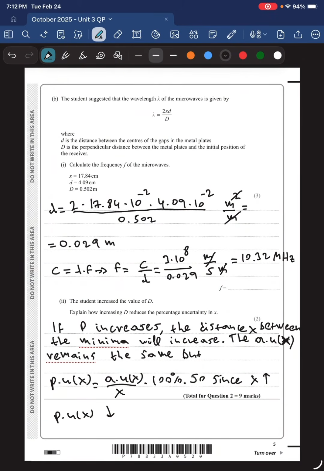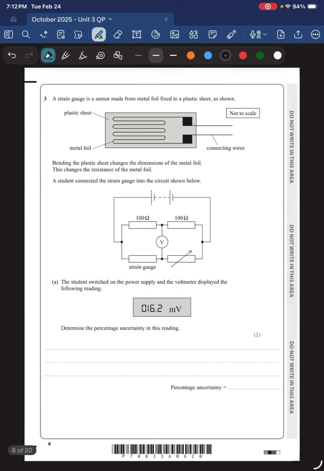So we are also done with question 2. Beautiful. Let's move on to question number 3. A strain gauge is a sensor made from metal foil fixed to a plastic sheet as shown, okay? Bending the plastic sheet changes the dimensions of the metal foil. This changes the resistance of the metal foil. A student connected the strain gauge into the circuit shown below, okay? The student switched on the power supply and the voltmeter displayed the following reading. Determine the percentage uncertainty in this reading.